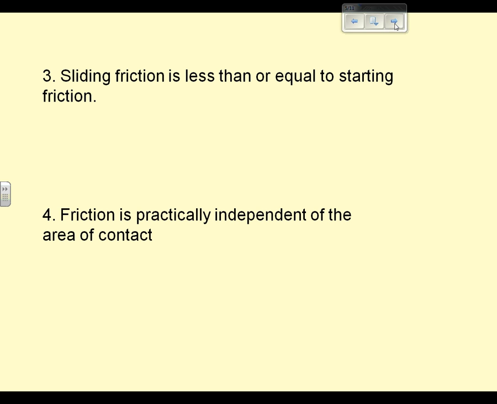Friction is practically independent of the area of contact. Quite a bit of controversy here. Most people would disagree with that, but there have been studies that have shown that there really is no difference, and I usually describe this with a textbook or something. Oh, here's one. Okay.